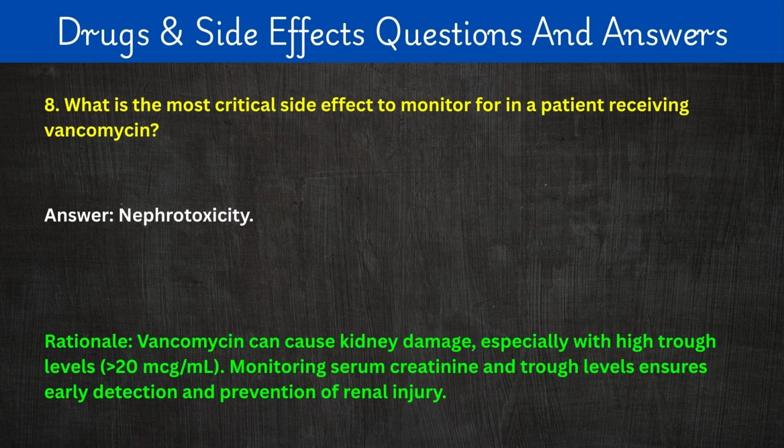8. What is the most critical side effect to monitor for in a patient receiving vancomycin? Answer: nephrotoxicity. Rationale: vancomycin can cause kidney damage, especially with high trough levels, greater than 20 micrograms per milliliter. Monitoring serum creatinine and trough levels ensures early detection and prevention of renal injury.